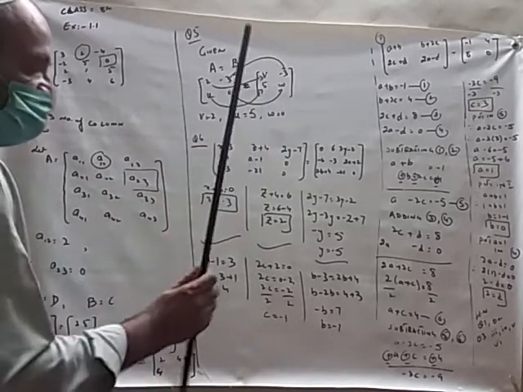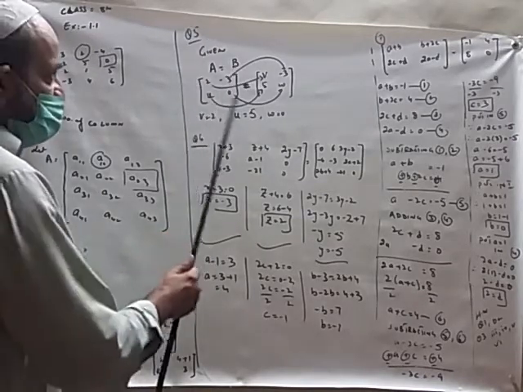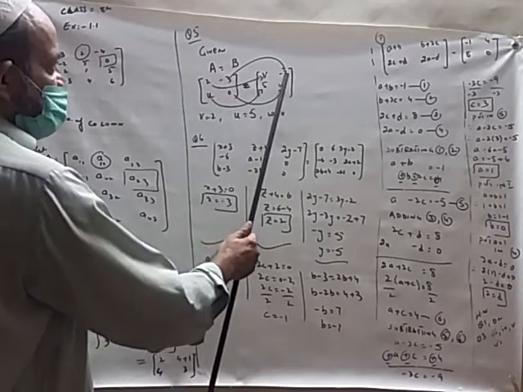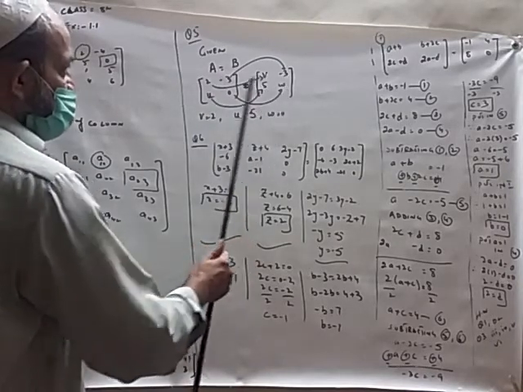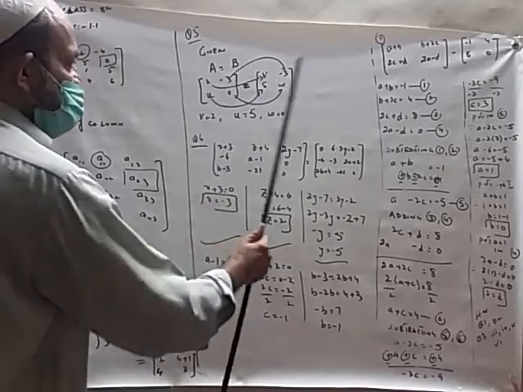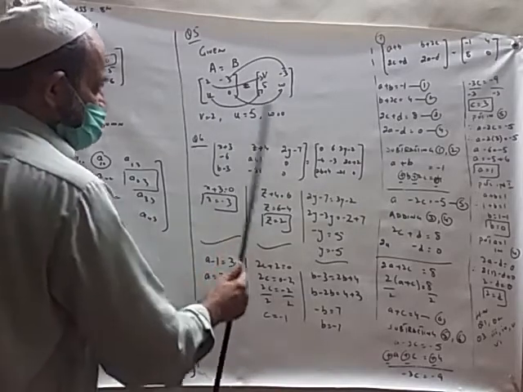Now, question number 5. According to the given condition of the question, A equal to B. We find the unknowns. 2, minus 3, U and 0 equal to V, minus 3, 5 and W. 2 equal to V, V equal to 2. Minus 3 equal to minus 3, no unknown there. U equal to 5 and W equal to 0.